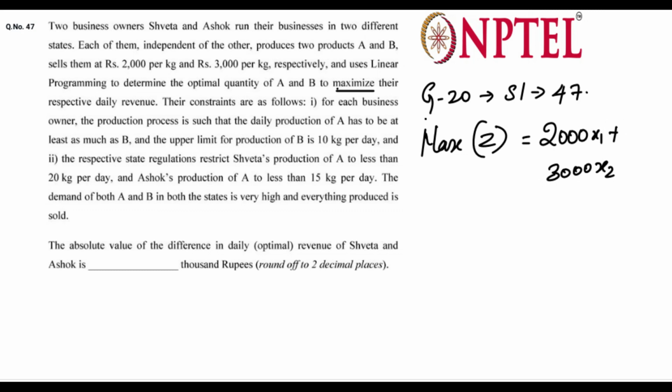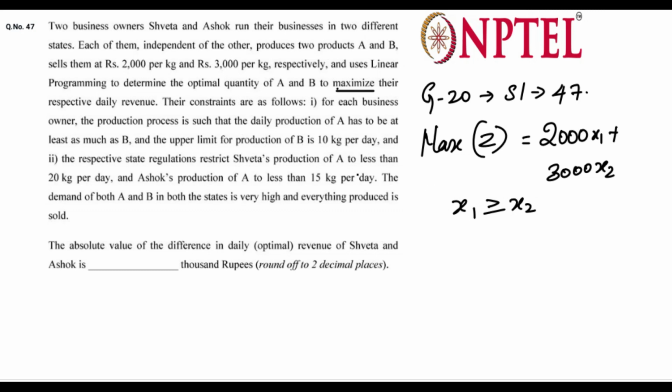So to maximize the daily revenue, the constraints are as follows. For each business owner, the production is such that the daily production of A has to be at least as much as B. So daily production of A has to be at least as much as B. It can be greater than that. So this is what we can derive from this.